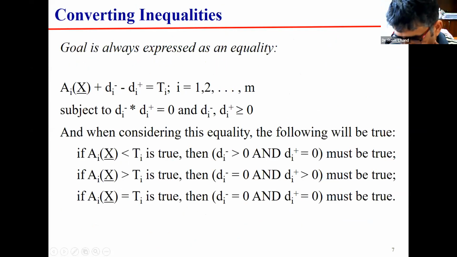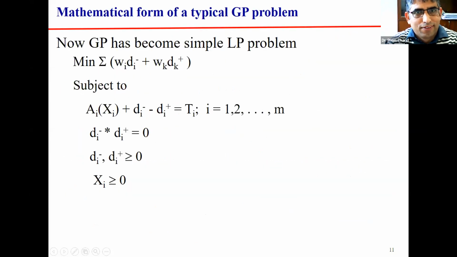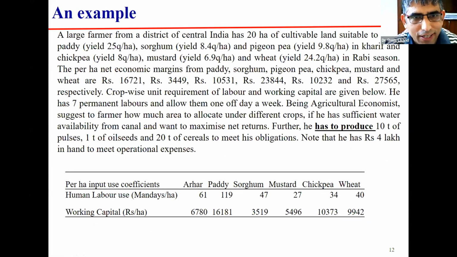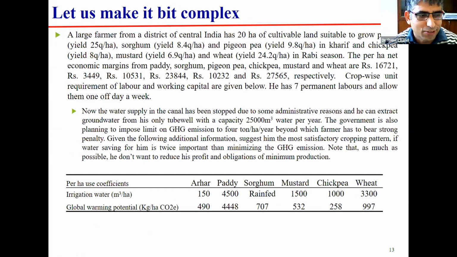So we were here. Let us make it more complex, as real-world situations are not that simple. Now water supply in the canal has been stopped due to some administrative reason. He cannot use unlimited water. He can extract groundwater from his only tube wells with a capacity of 25,000 cubic meters of water per year, to irrigate his 20-hectare field.